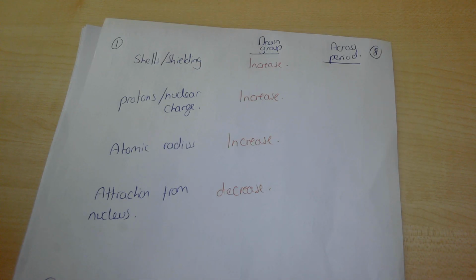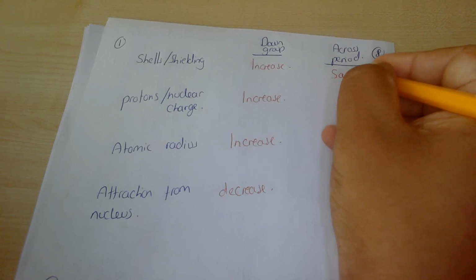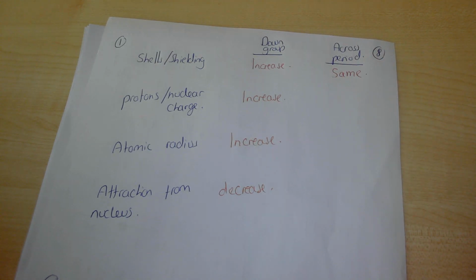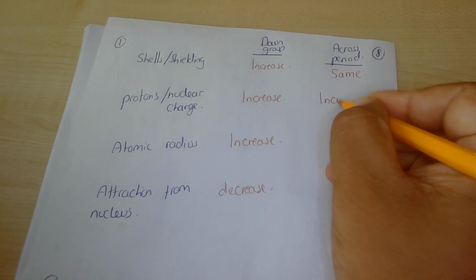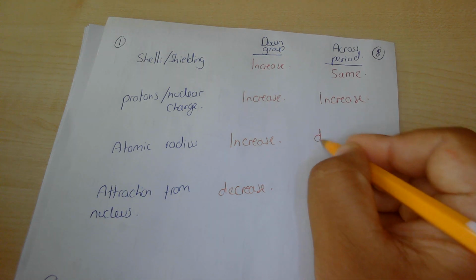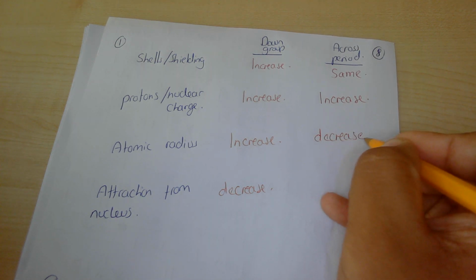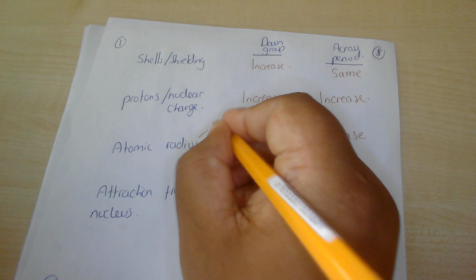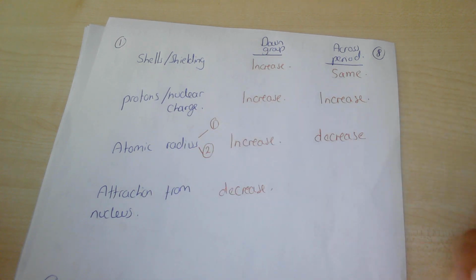If you're going across the period, the shells and shielding stay the same because the period number is the number of shells. The proton number is going to increase. Because the shells stay the same and the protons increase, the nuclear charge pulls the electrons closer towards it, so the atomic radius will decrease. If they do ask you about atomic radius, refer back to points 1 and 2.